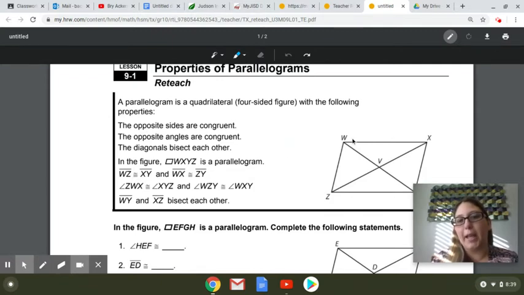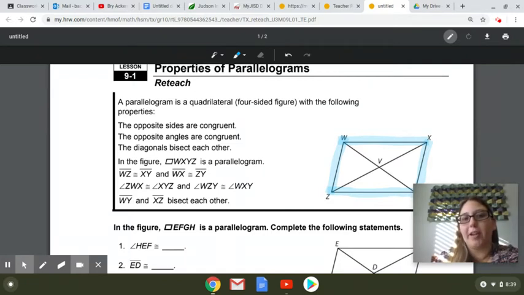So in this case, we know that WX and ZY are going to be equal to each other, right? So WX and ZY, our opposite sides, are congruent. The other side also. So the WZ and the XY. Okay, so across from each other, they're congruent. All right, that is one property of a parallelogram.